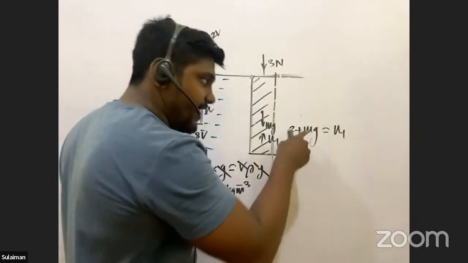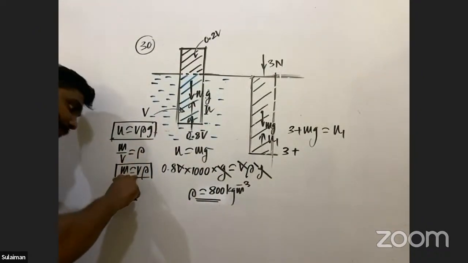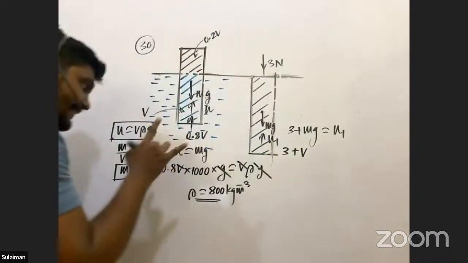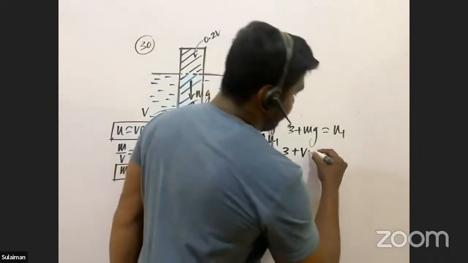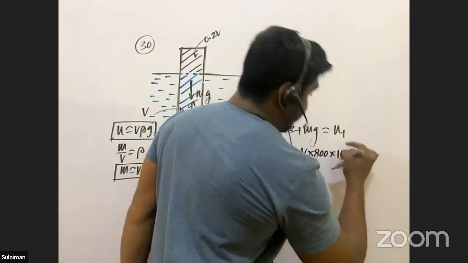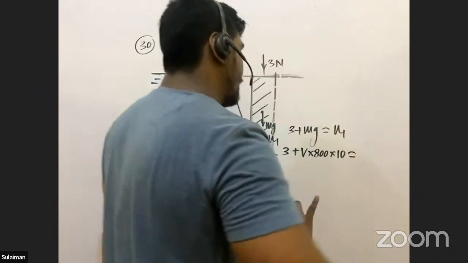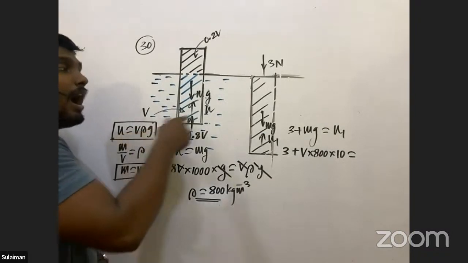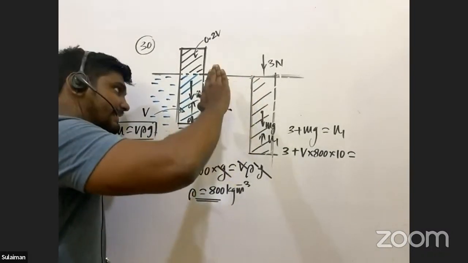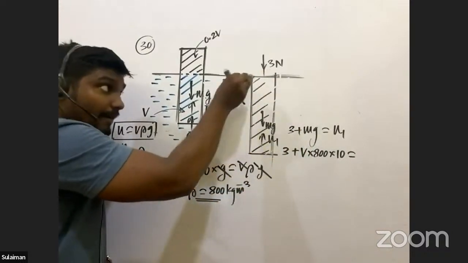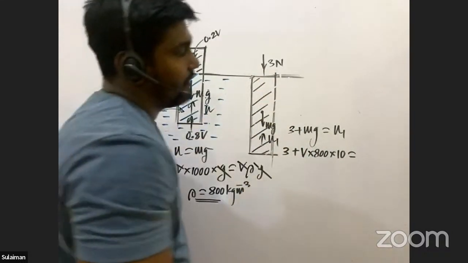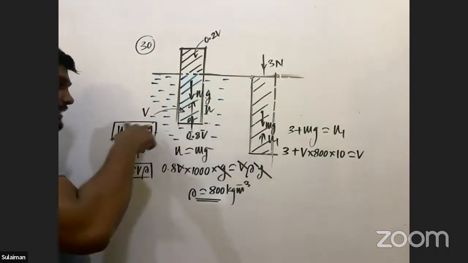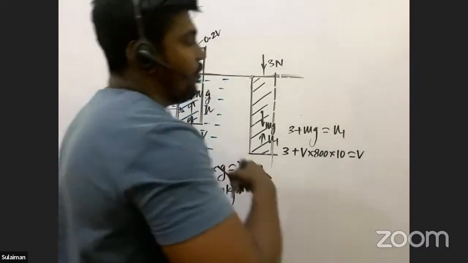Now mg simply means what? Mass of the object. We know mass can be written as volume of the object into density of the object. I say volume of the object is my capital V. Density of this object is how much? We found 800 actually. G means 10, gravitational acceleration is 10. Upthrust force now means V rho g. V means submerged volume. Now what is the submerged volume of the object? Entire object is submerged. Therefore, submerged volume means capital V. If you want to find upthrust U1, we consider it as capital V. Rho means density of the liquid. How much? 1000.